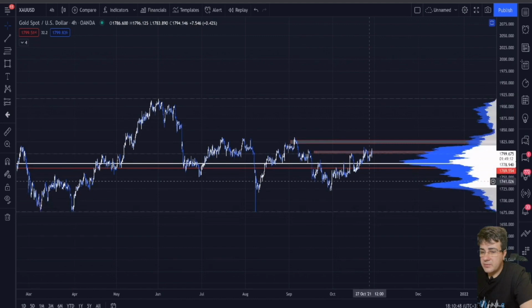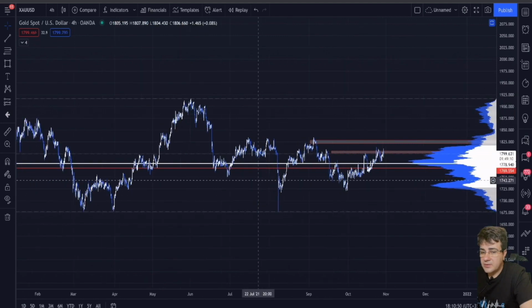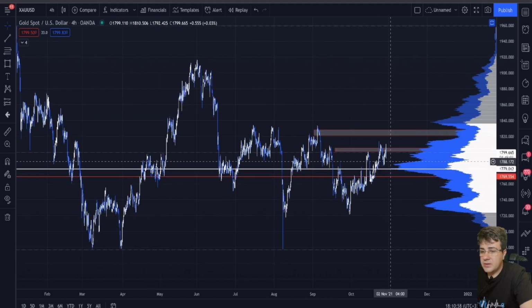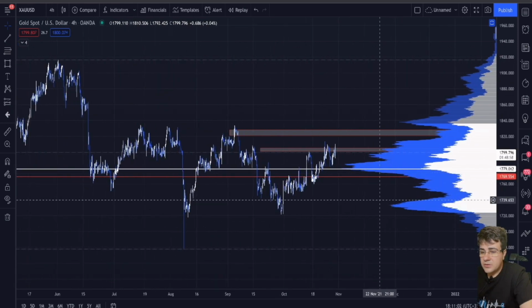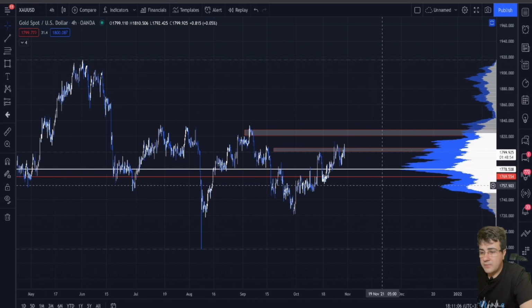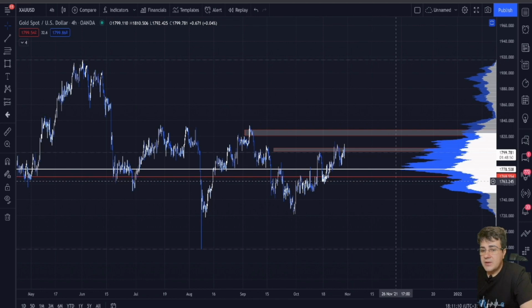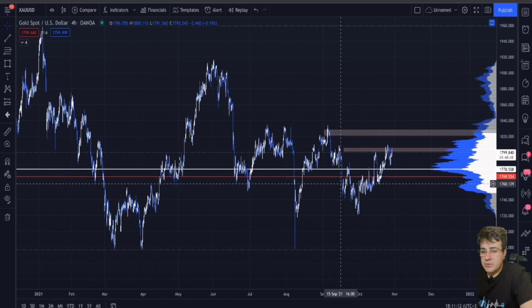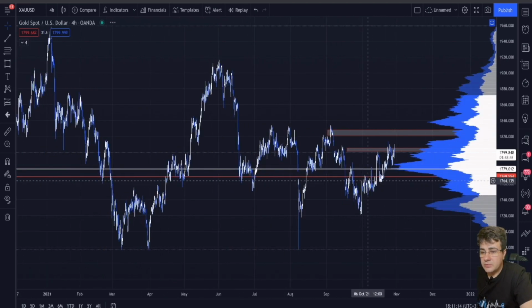This area right here is quite unfriendly. You can easily get trapped around here. So in my opinion, I would wait for a long at 1757. If it reaches this value around here, this would be my go-to, right?